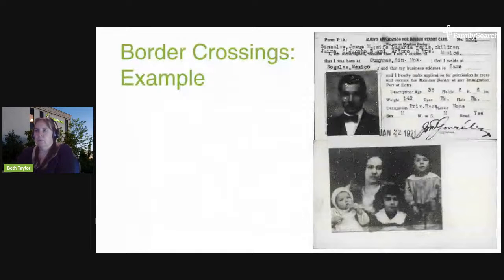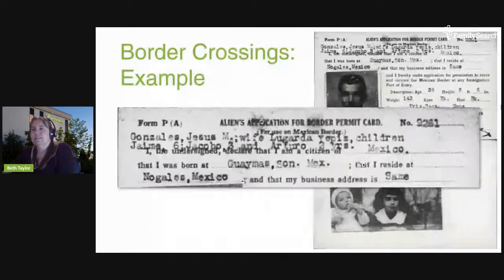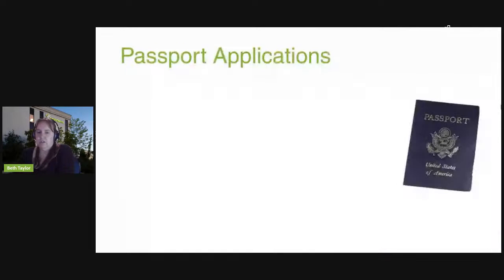This is an example of a border crossing actually out of Mexico. And what's really fun about this one is because this is a gentleman with his family crossing the border, they actually included a picture of him on the front of the card and his family on the back of the card. And so you can see his name is Jesus Gonzalez, and it lists his wife's name and the names of all of his children, the ones that we saw the really nice picture for. It's kind of fun things that you can find in these border crossings, especially once they started adding pictures.